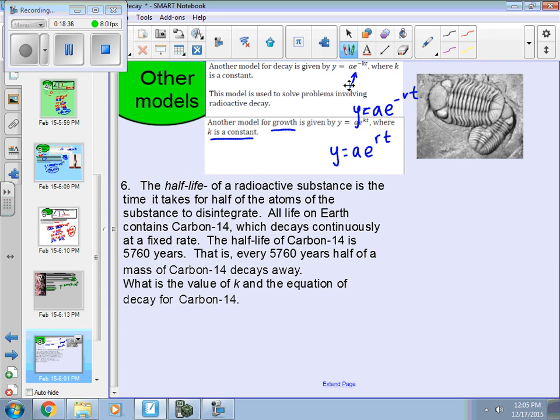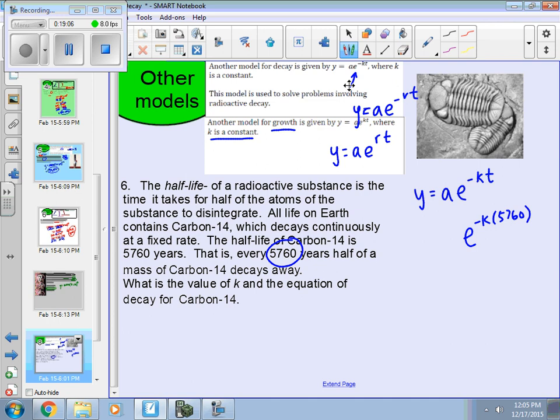So in this problem, since we know it's decay, we want to start with this equation, y equals a e to the negative kt, because it's decay, so we want to choose the one with negative. And then we got to put in what we know. Well, they tell us in this one the number of years, 5,760. So we know what the time is. The time is going to be 5,760. We don't know what k is, because that's what they're asking us to solve for.